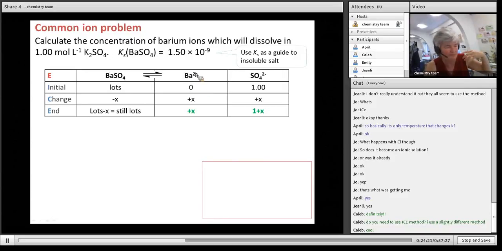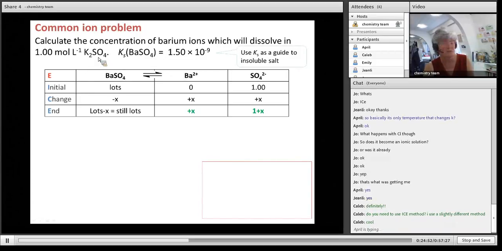So this is like as I'm adding it in the split second that I'm adding it. So I've got lots of barium sulfate solid, but I haven't had any dissolve yet. But I do have in the beginning some sulfate ions, because remember I'm adding it to this potassium sulfate solution. So if I've got a 1 molar or 1 mole per liter potassium sulfate solution, then remember this breaks up into K plus ions and sulfate ions. And remember, I've got twice as much K plus ions to sulfate ions, but we're not concerned with potassium, we're only concerned with sulfate.